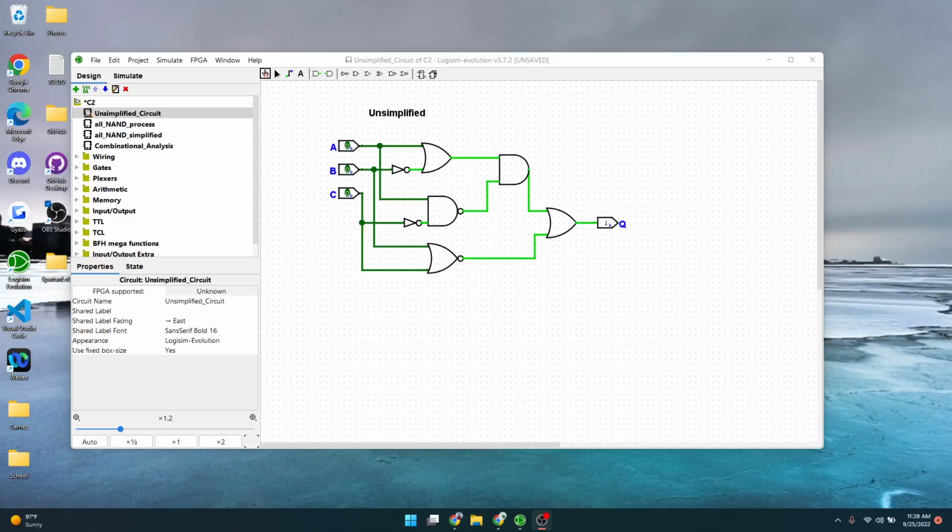Hello and welcome to my second combinational circuit video. This one's going to be all about universal gates and combinational analysis in Logisim.